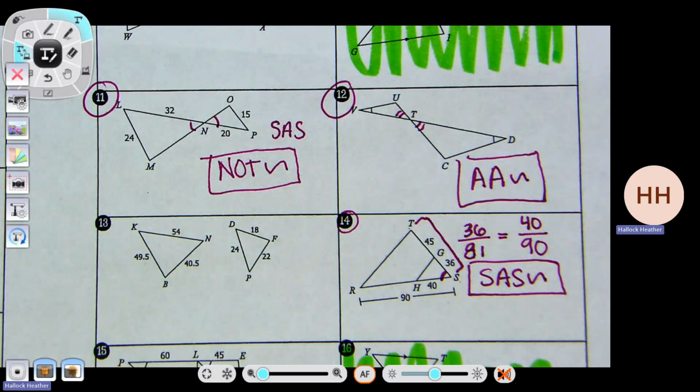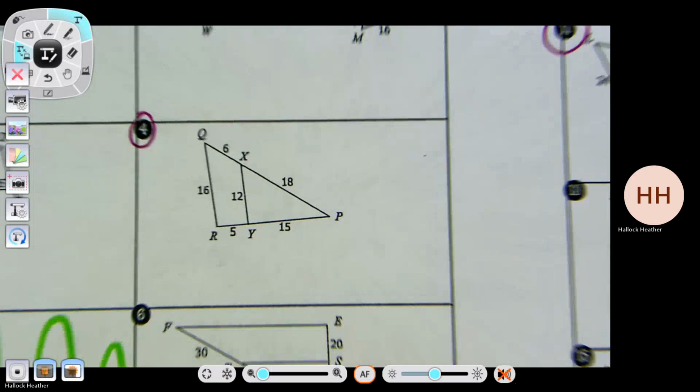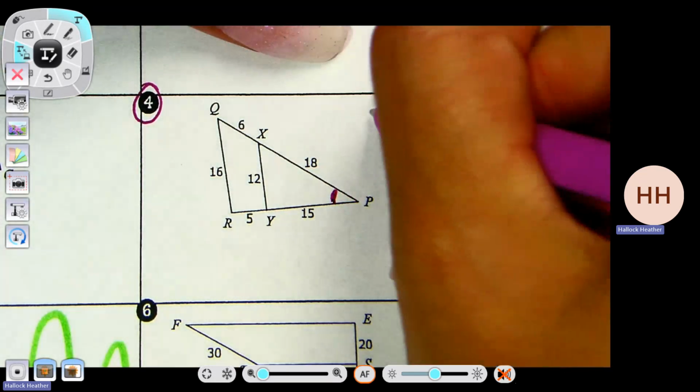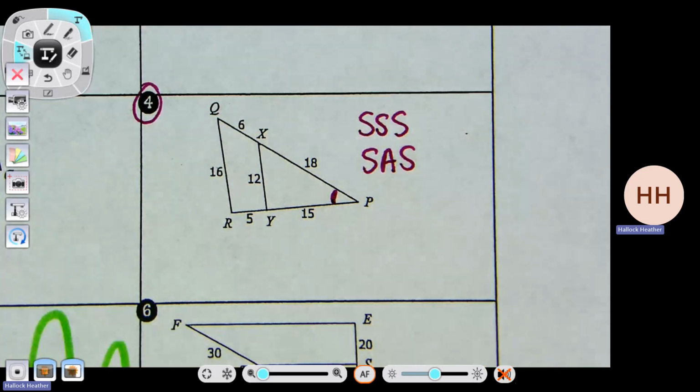And then the last one we're going to talk about on the front is number 4. So number 4, let's jump over to number 4. So what do we think? So you could use side, side, side. What else could you technically use for this one? Side angle side. You could also use side angle side. So this is the only one that has 2 options. You could use either one of these. We just need to see if it's actually similar.